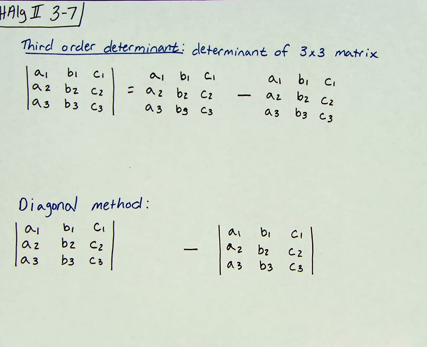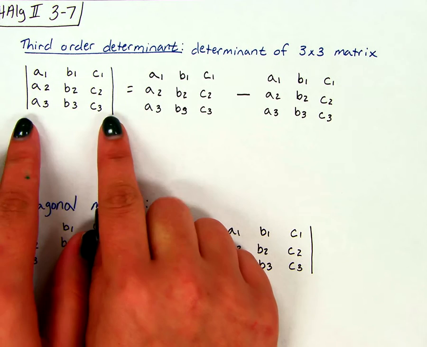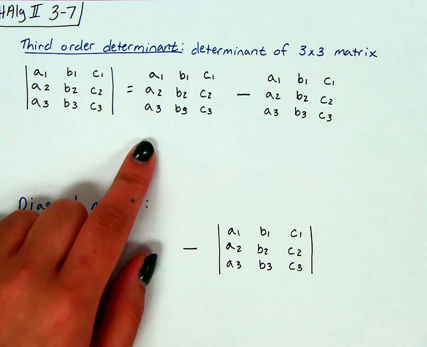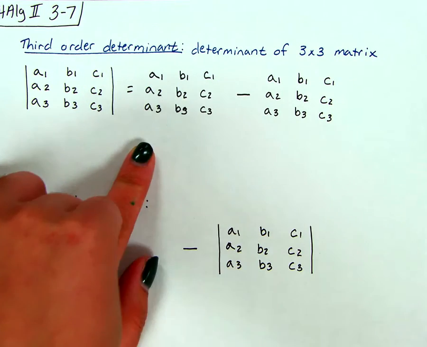Alright, next we're going to talk about how to find a third order determinant. So this is a determinant of a 3 by 3 matrix. Okay, so again we're going to see something like this. And then again we're taking our forward diagonal set minus the backward diagonal set.